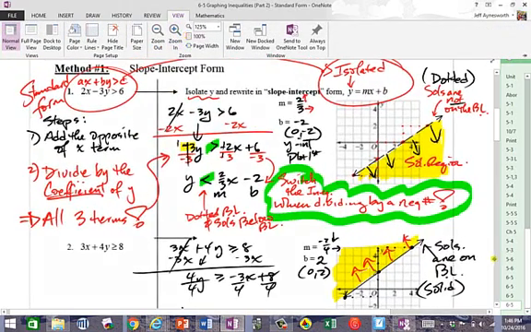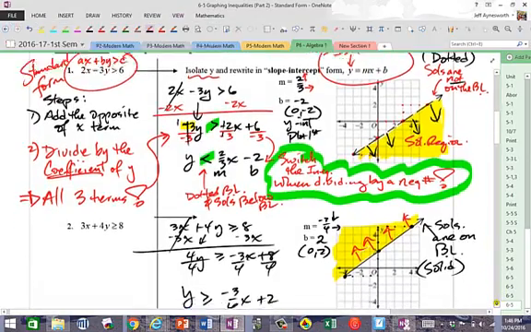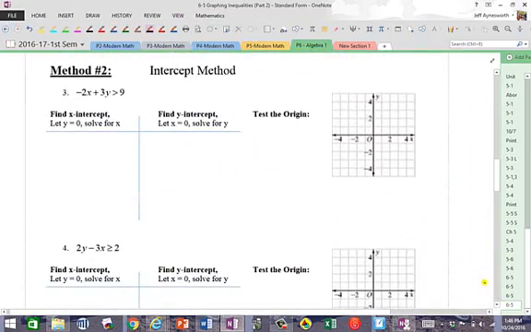So what we need to do is learn another way to do things. It is called the Intercept Method, which you've seen before in prior lessons involving zeros. The Intercept Method, or the method of using zeros.